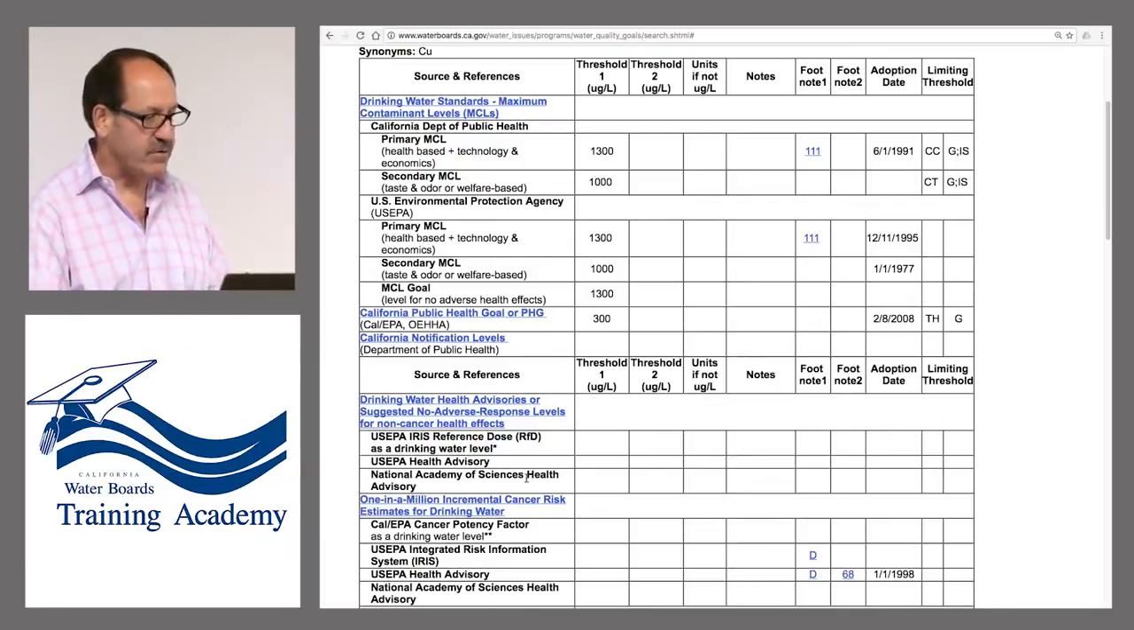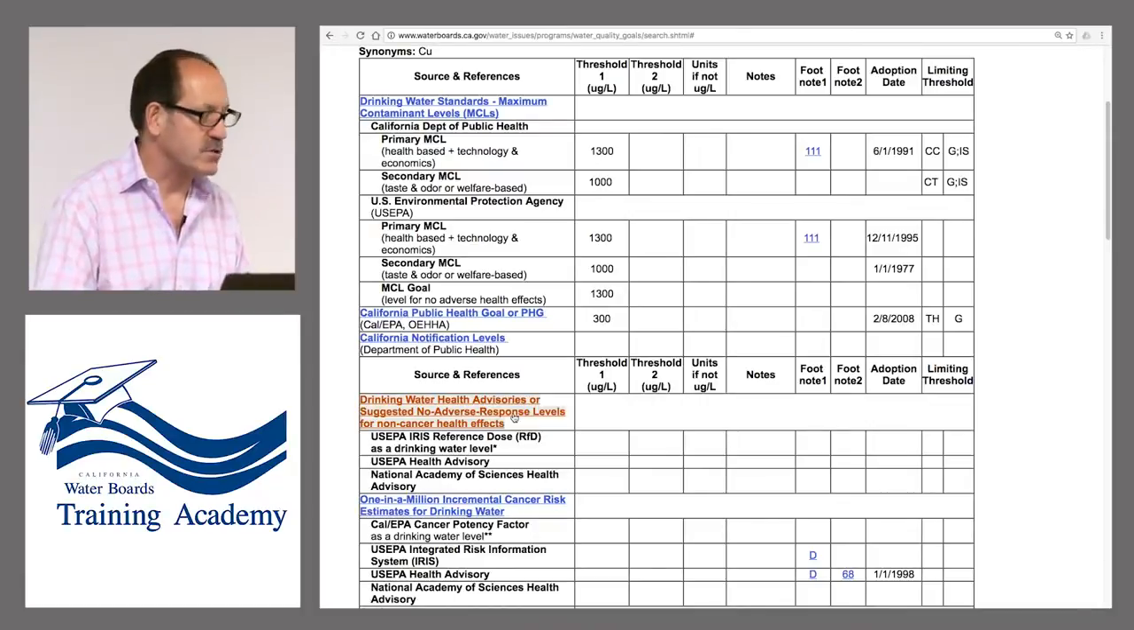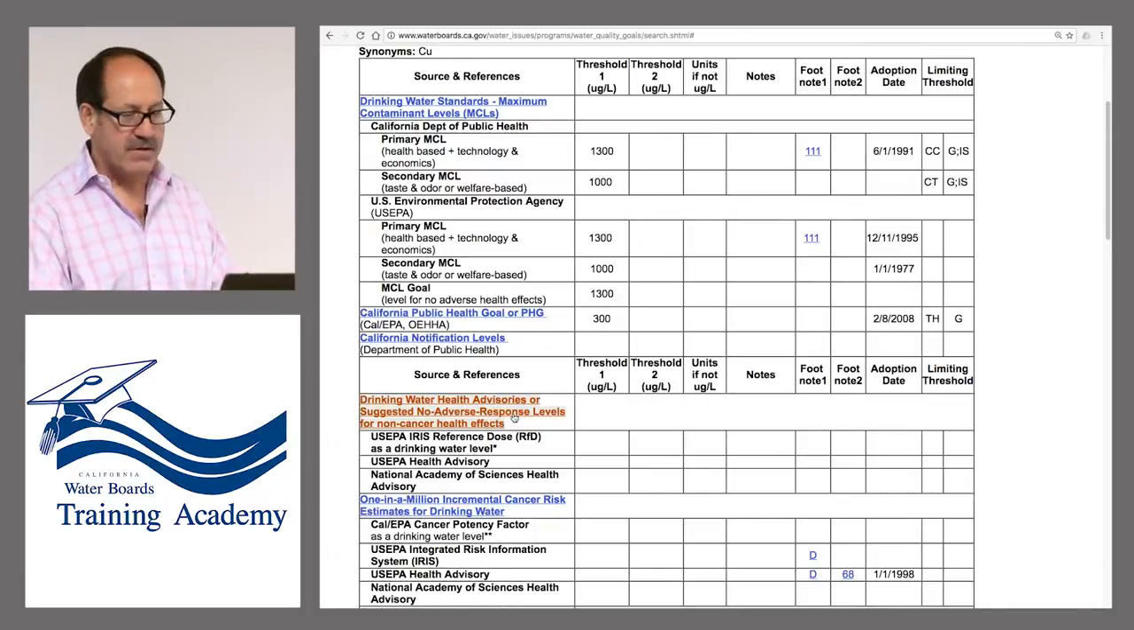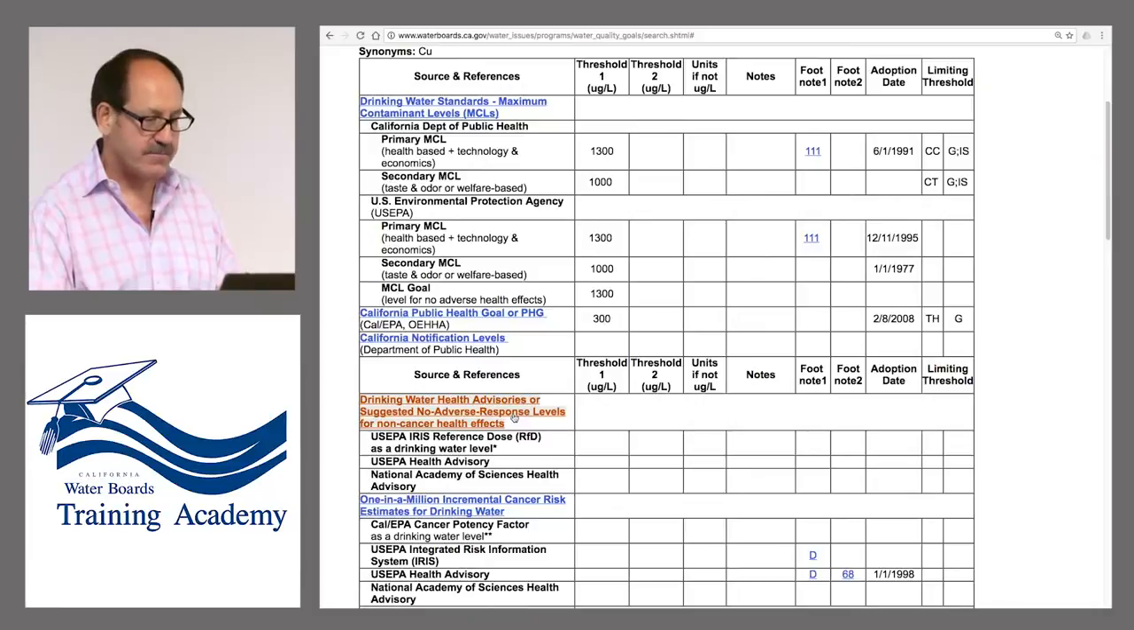Okay, so then we have the drinking water health advisories. They used to be called suggested no adverse response levels, or SNARLs, and these are for non-cancer health effects.